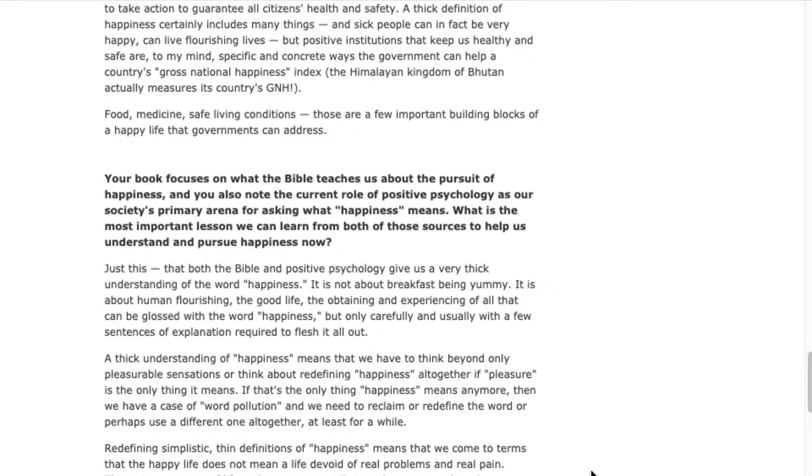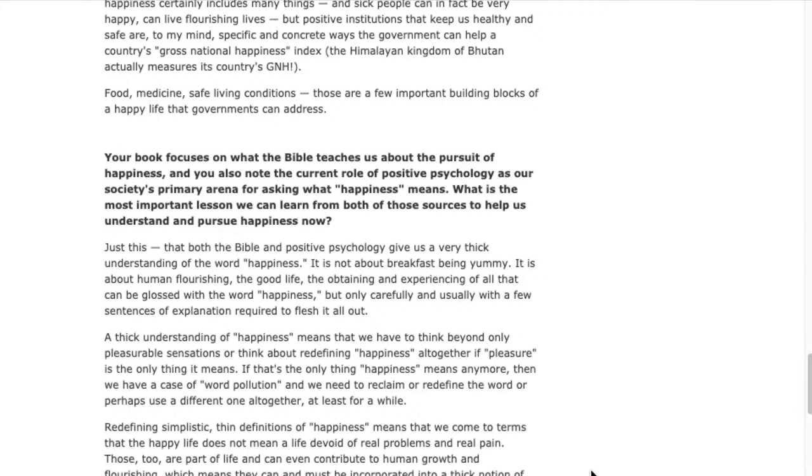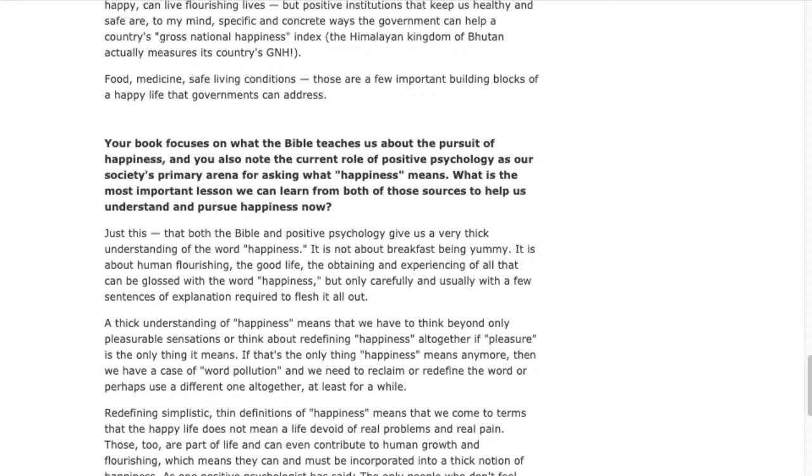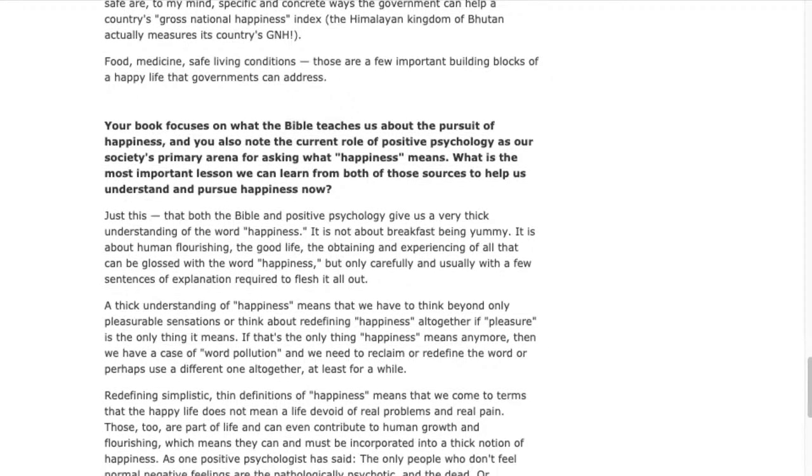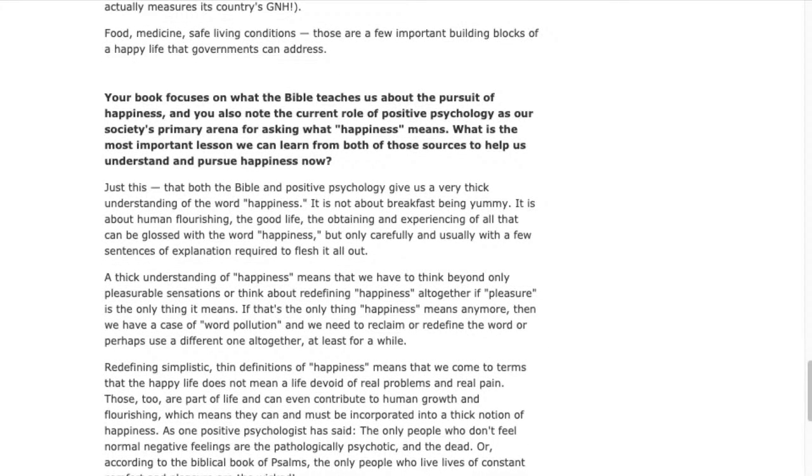Redefining simplistic, thin definitions of happiness means that we come to terms with the fact that the happy life does not mean a life devoid of real problems and real pain. Those too are part of life and can even contribute to human growth and flourishing, which means they can and must be incorporated into a thick notion of happiness. As one positive psychologist has said, the only people who don't feel normal negative feelings are the pathologically psychotic or the dead. Or according to the biblical book of Psalms, the only people who live lives of constant comfort and pleasure are the wicked.